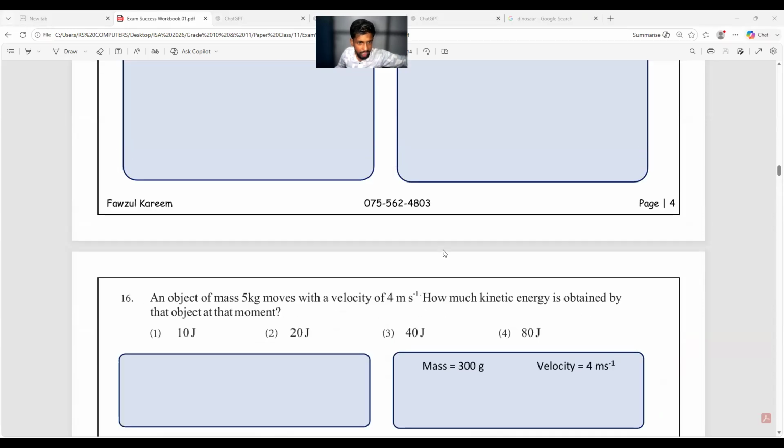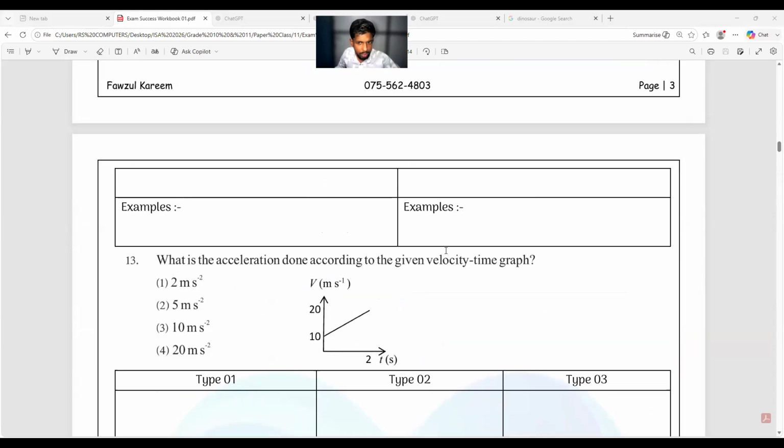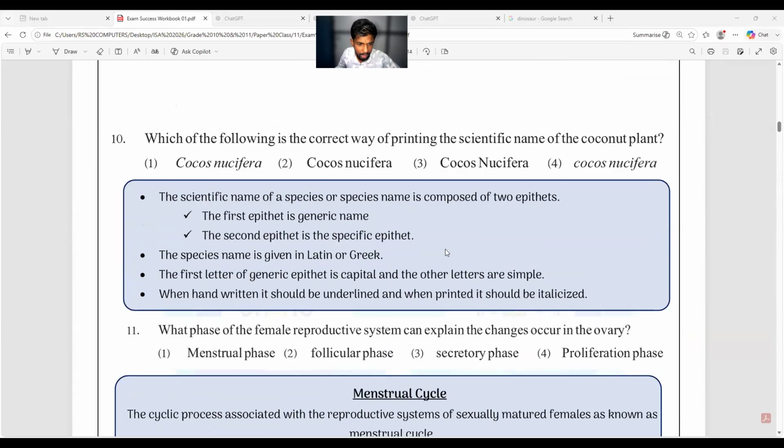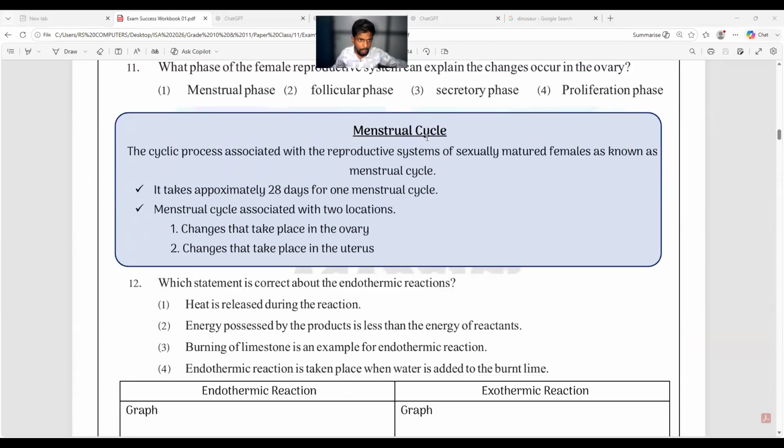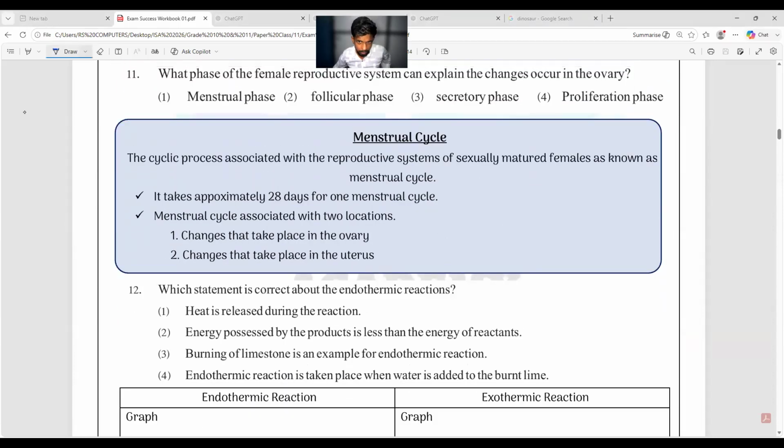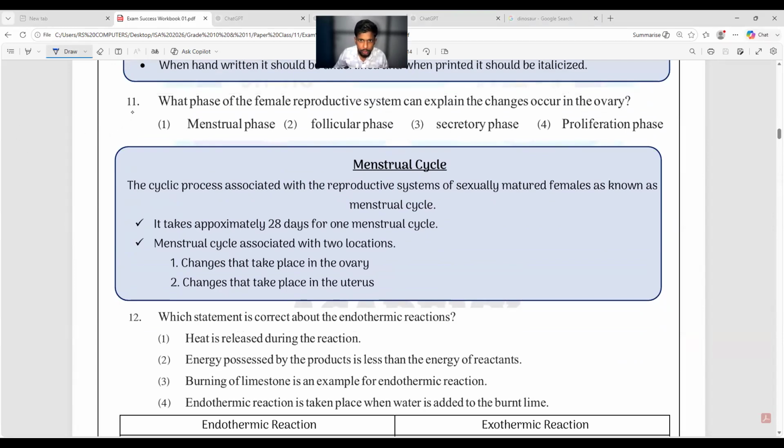We'll do a quick revision, right? What are the things that we have learned today? We have started from question number 11. For question number 11, we have learned the menstrual cycle, where there are two locations, right? First one in the ovary, second one in the uterus. And the changes happening in the ovary were divided into two steps, follicular phase and the luteal phase.